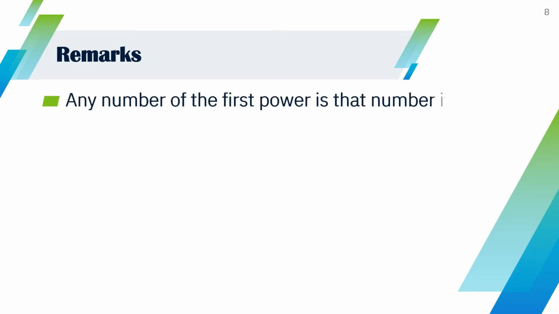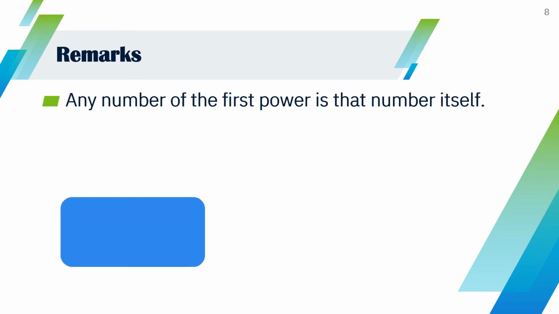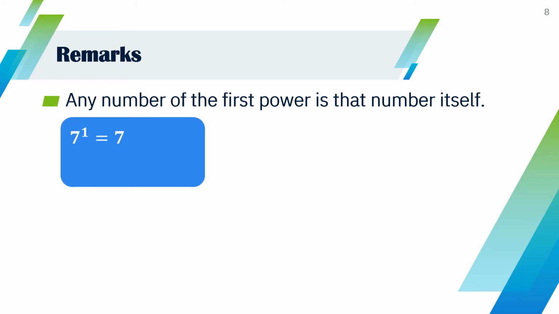Remarks: any number to the first power is that number itself. For example, 7 power 1 equals 7 and negative 4 power 1 equals negative 4. That means a power 1 equals a.